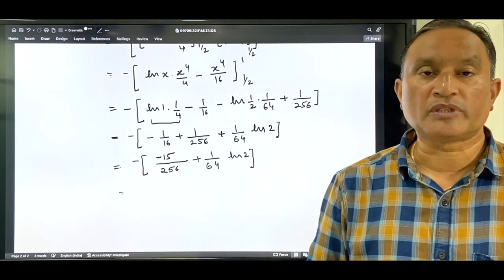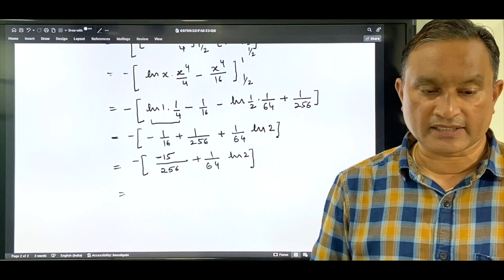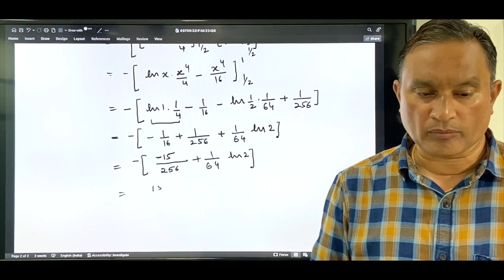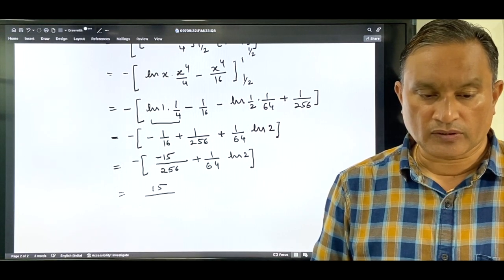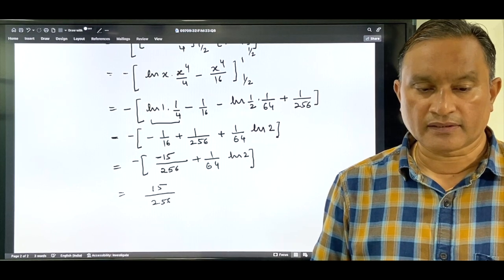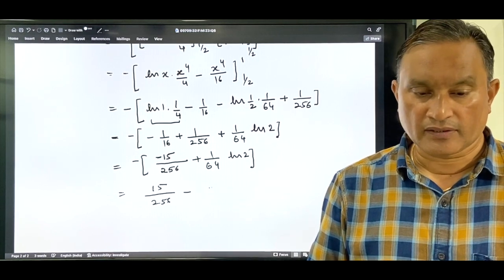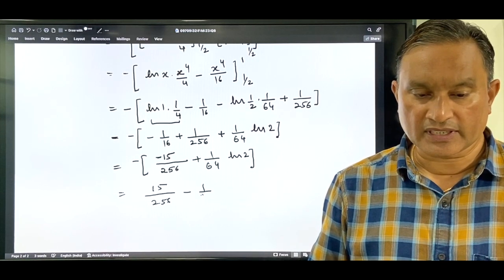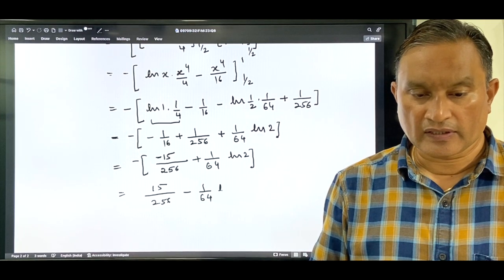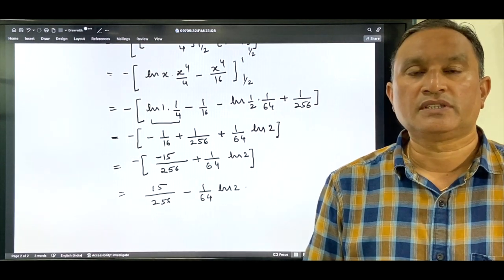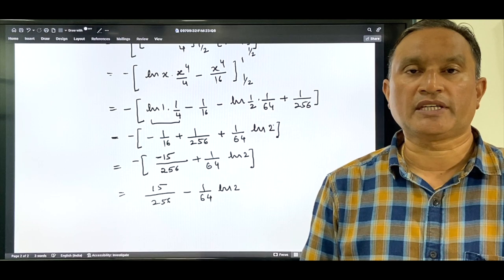Now when we open the bracket we will change the sign, so 15/256 minus 1/64 ln 2. So this is the solution of the given problem.